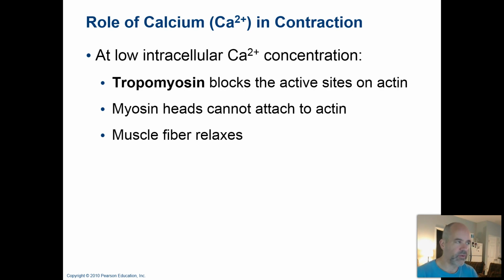All right, and so this slide is just reviewing for you what I talked about already. If you have a low intracellular calcium concentration, so you don't have very much of it around, those tropomyosin ribbon-like proteins block the active sites on actin. Your myosin heads cannot attach to them. And in that case, your muscle fiber is relaxed. That cell is not contracting.